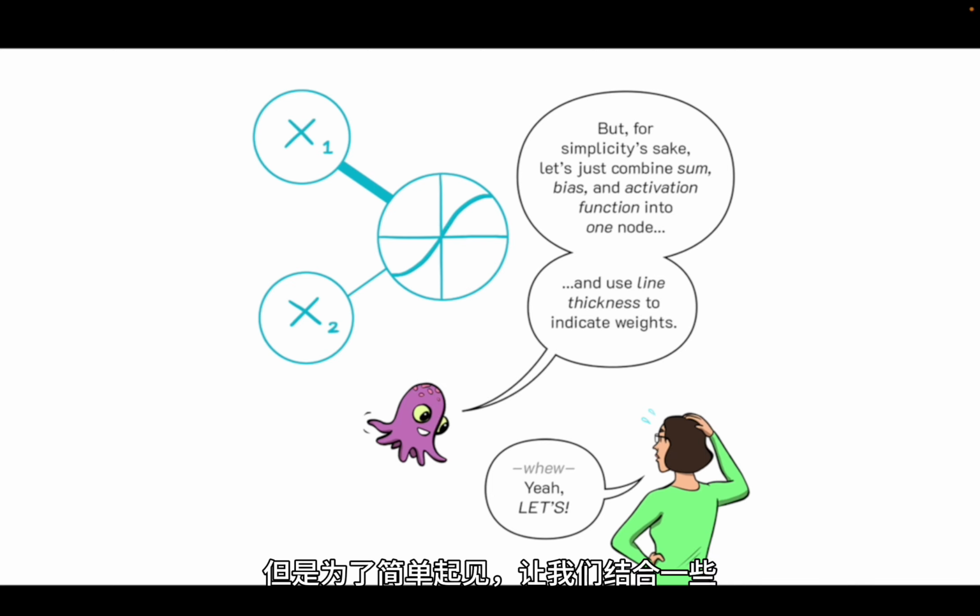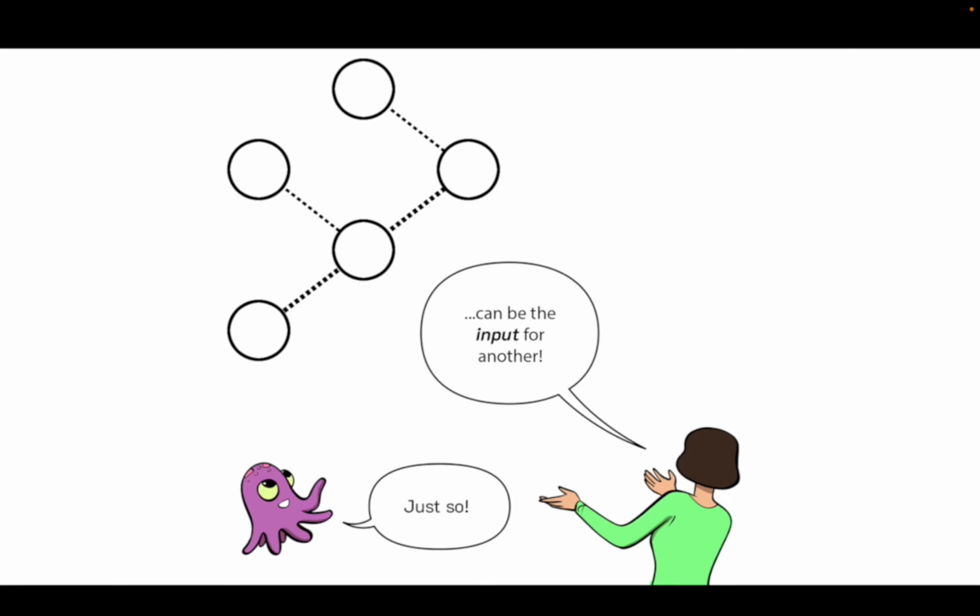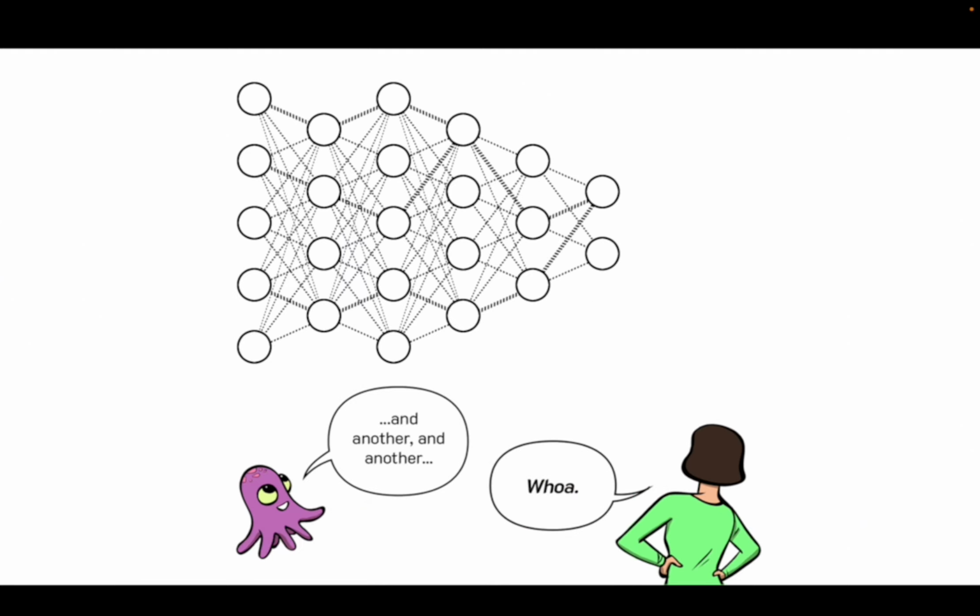But for simplicity's sake, let's just combine sum, bias, and activation function into one node, and use line thickness to indicate weights. Whoa, yeah, let's! And now the output of that node can be the input for another. Just so. And another, and another. Whoa!